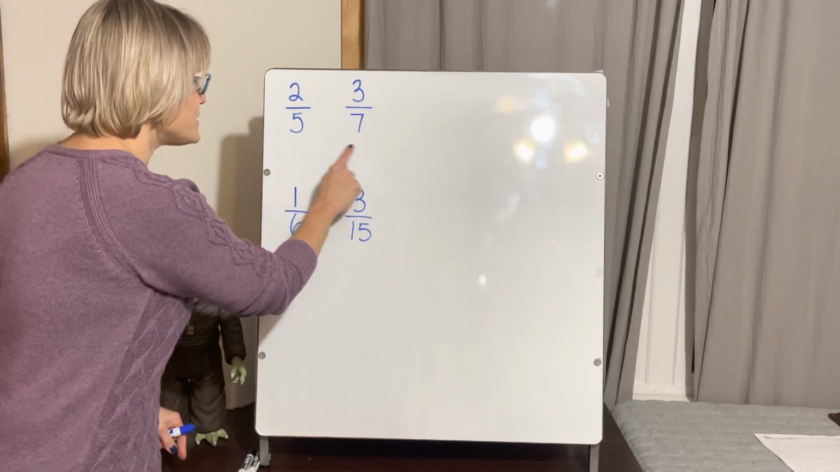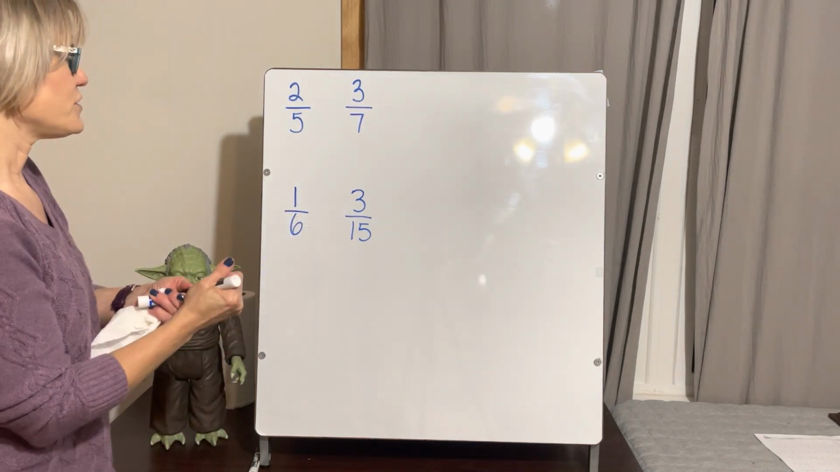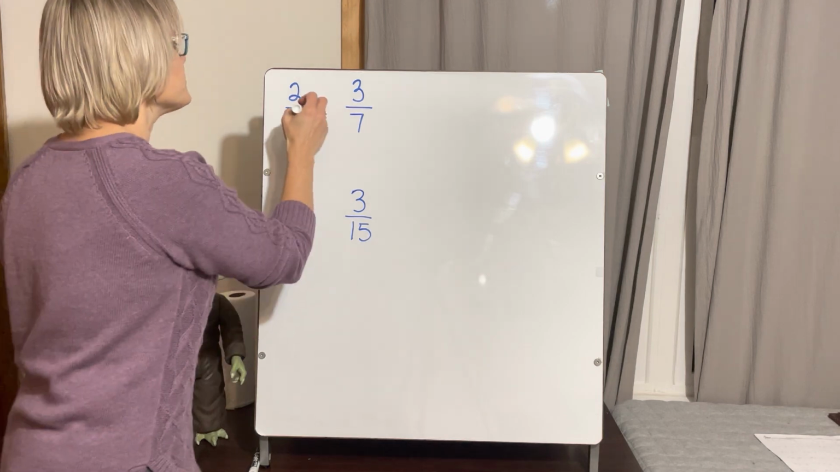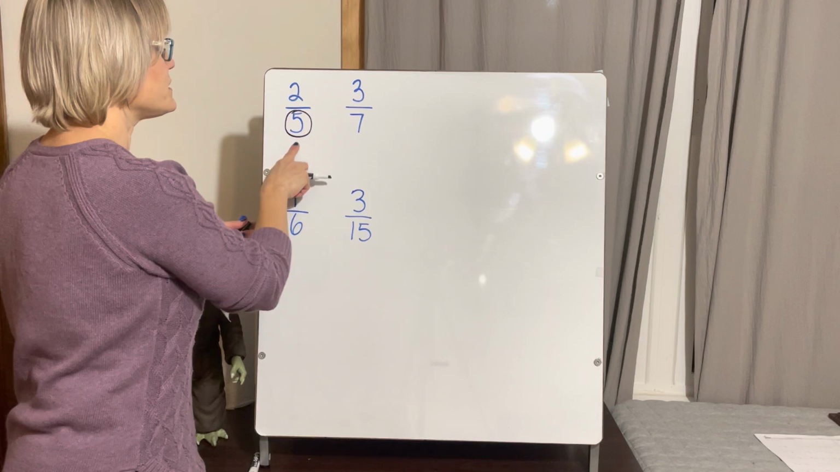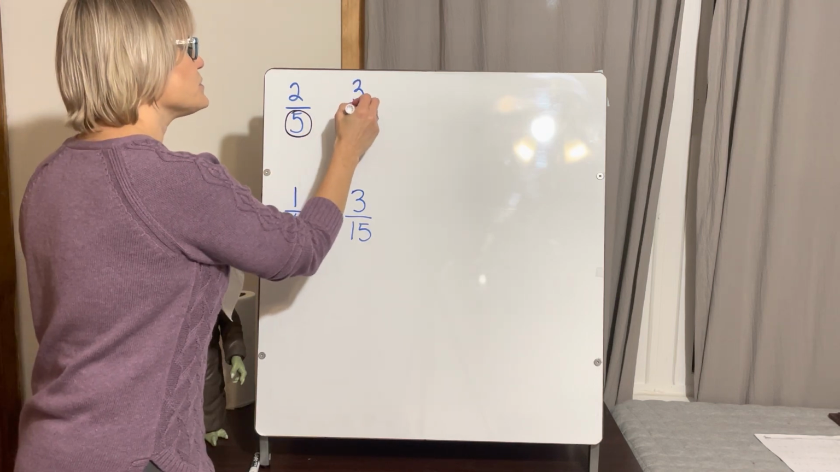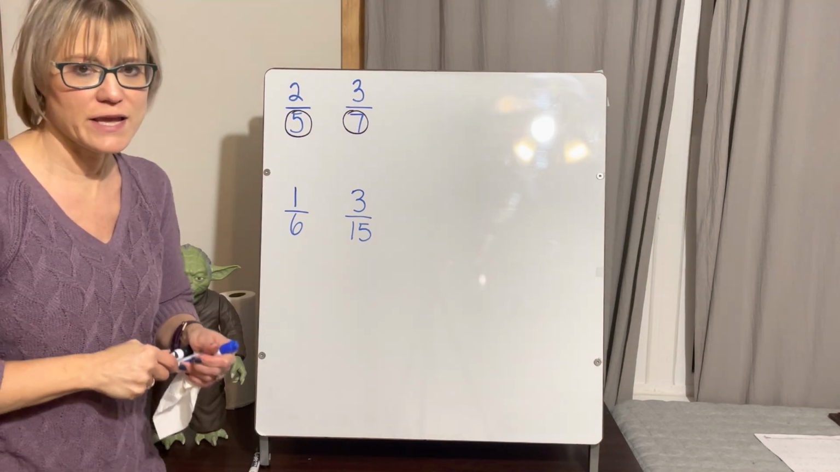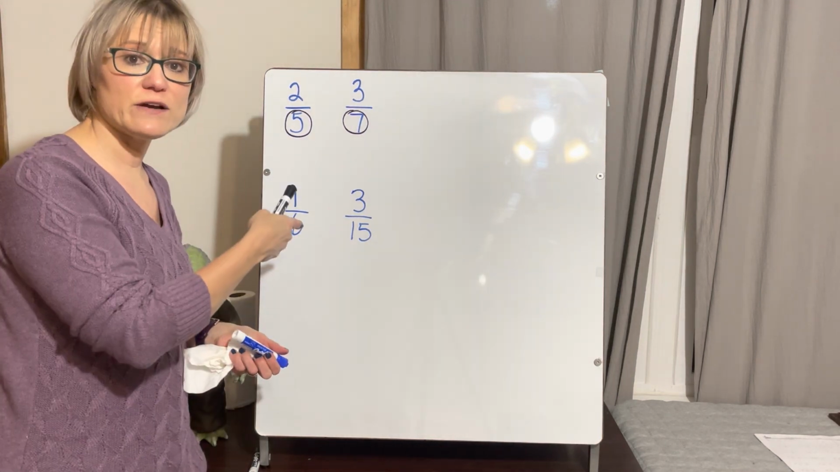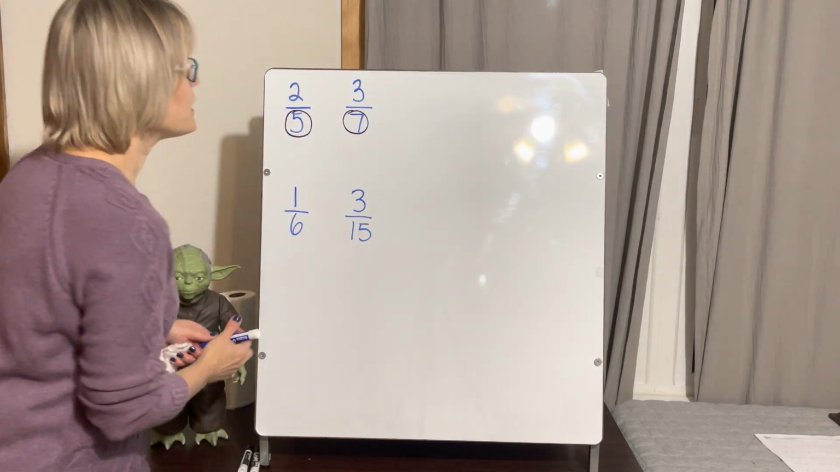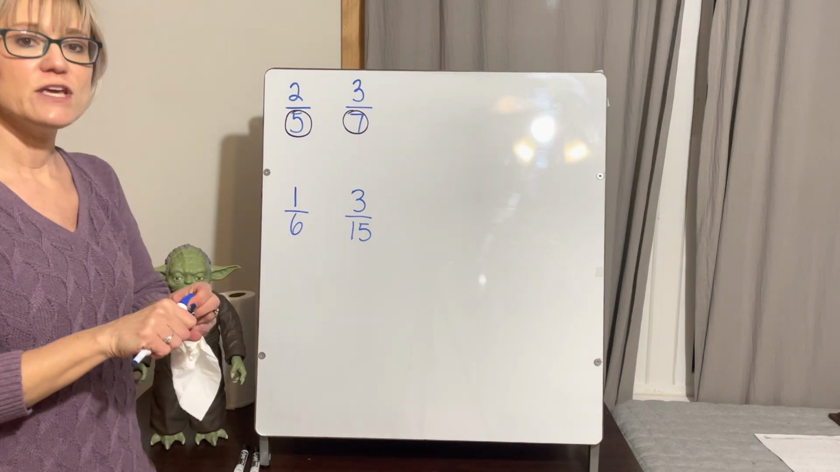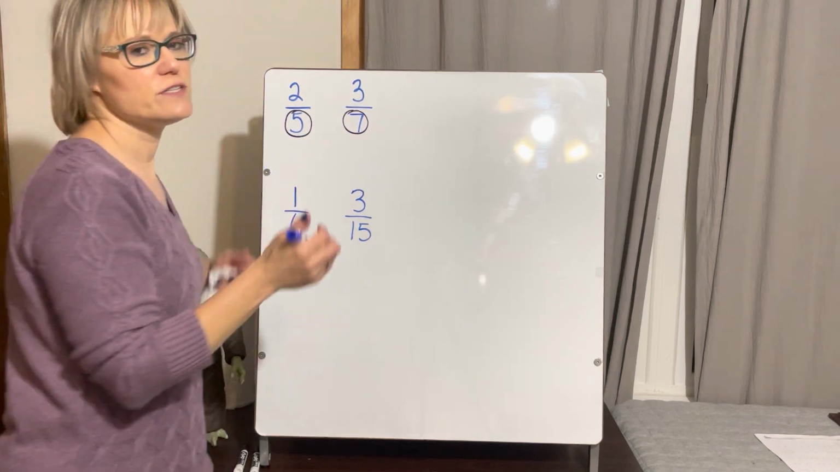So when we look at these fractions, we have 2/5 and 3/7. Remember, the denominator is the number down below, the number of parts in the whole. In 2/5, the 5 is the denominator, and in 3/7, 7 is the denominator. The denominators are not the same, so in order to compare them and tell greater than, less than, or equal to, we have to find a common denominator. To do that, we'll write the multiples of the denominators.